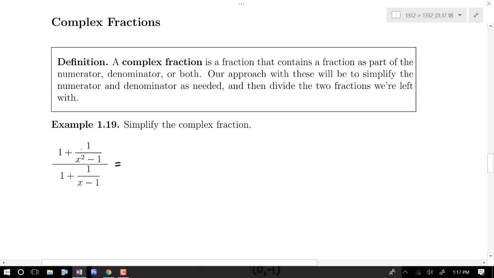One way is to simply treat the top and the bottom as its own problem, so I'll work on the numerator. Let's write that as a single fraction. So for example, the first term is 1 over 1. And, oh, we should probably factor that denominator. That's a difference of squares, so we have x plus 1 times x minus 1.